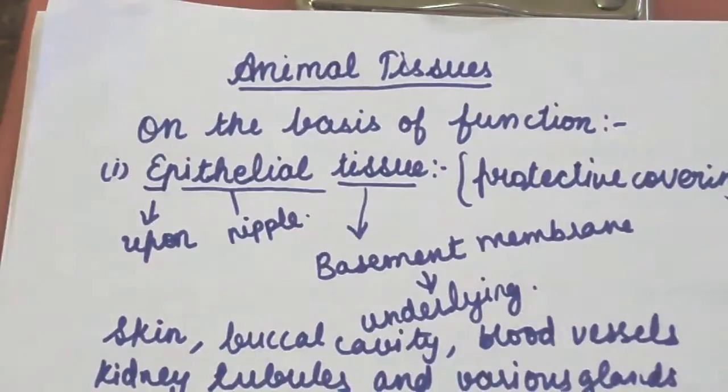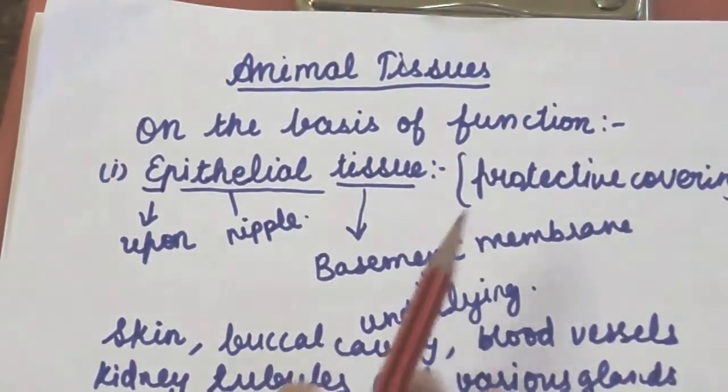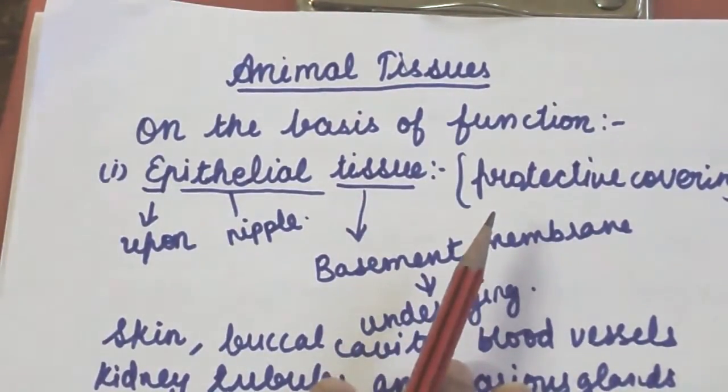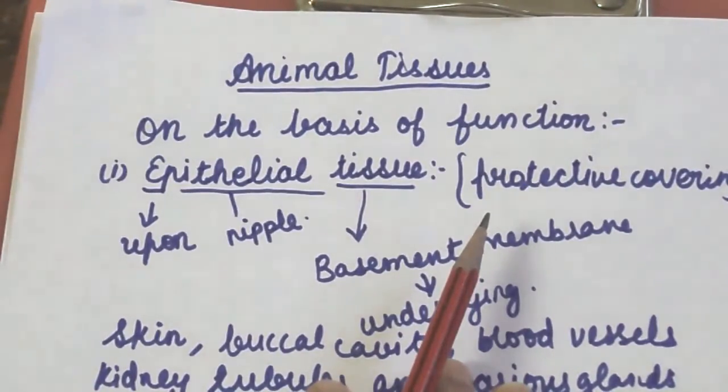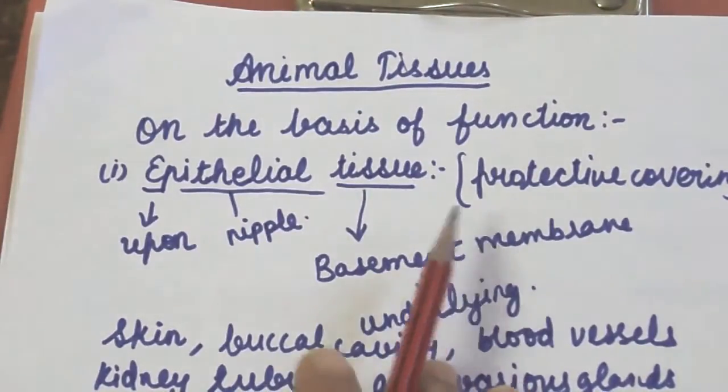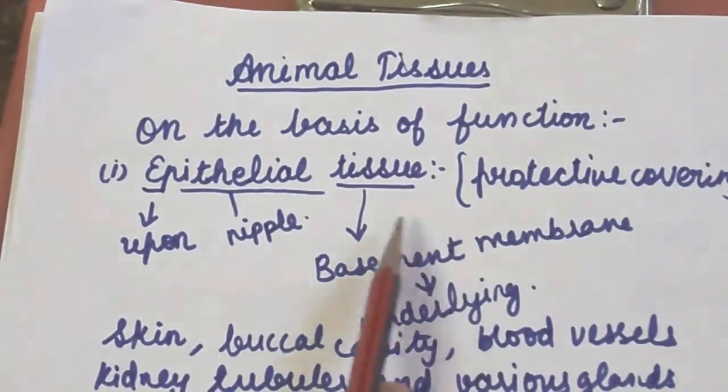Now, on the basis of the functions, animal tissues can be classified into four groups. First is epithelial tissue, muscular tissue, connective tissue and nervous tissue. First, we will discuss the epithelial tissue.